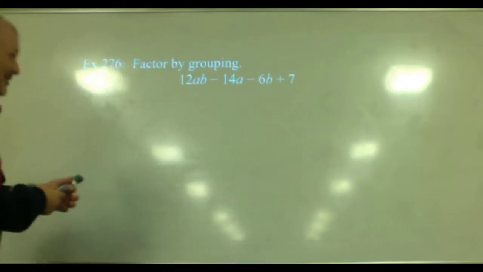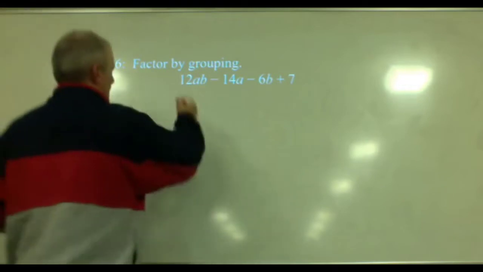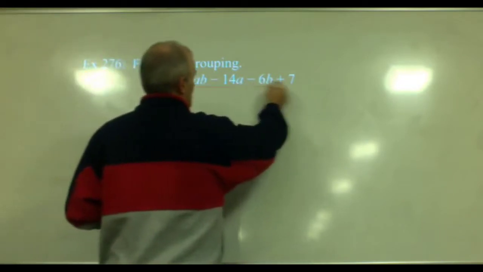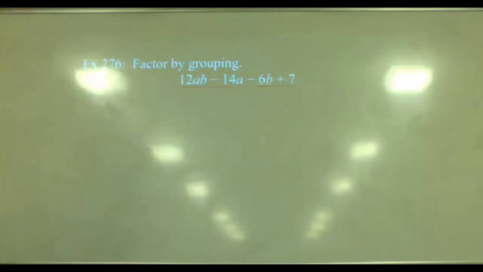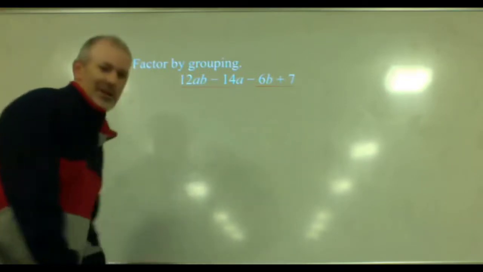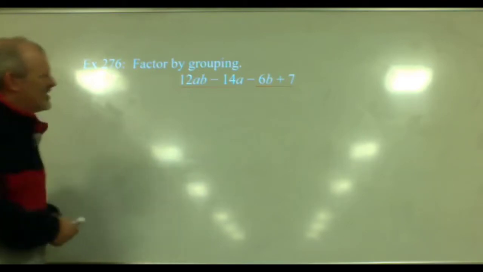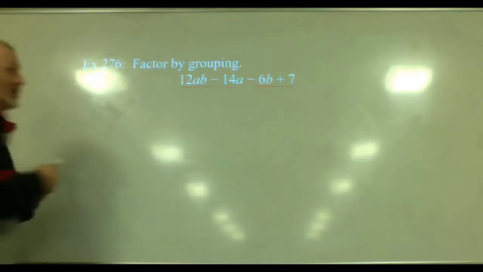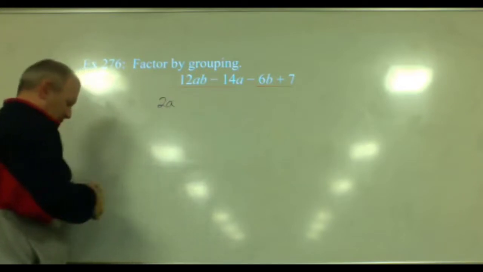All right. So let's look at this again. We look at our factor by grouping. And all the ones you do in section 6.2 are going to be factor by grouping. But if we look at our first pair, our first group, what can we factor out of each of those? 2A. An A and a 2. So 2A. And then we're going to put our parentheses here.